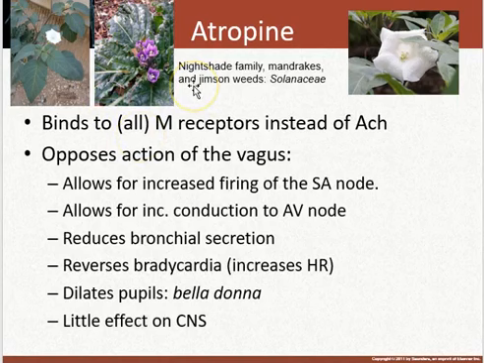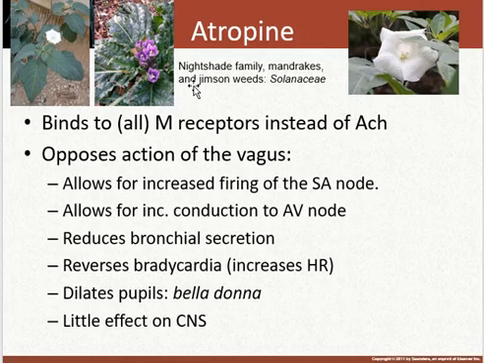And so atropine will bind to any and all muscarinic receptors, 1 through 5, and compete with acetylcholine at that receptor site. And so from a systemic or from a physiologic standpoint, atropine is going to oppose the activity of the vagus nerve. Okay, and so from a heart perspective, it's going to allow for an increased firing of the SA node. We're going to see increased conduction movement to the AV node. We're going to see a reduction in bronchial secretions.